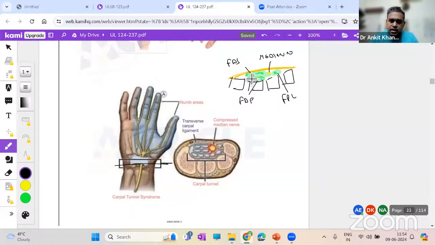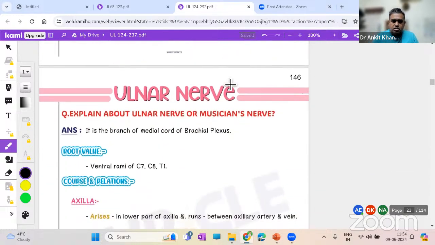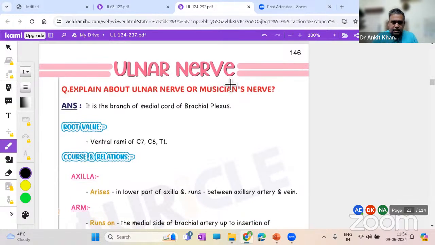Now, suppose there is any arthritis in this area, or there's tenosynovitis in this area, or there is some bony abnormality, then obviously this nerve is being compressed. And the symptoms and signs will be shown by the patient. That's the whole point, right? Okay, so carpal tunnel syndrome, and now come to another nerve, that is the ulnar nerve.